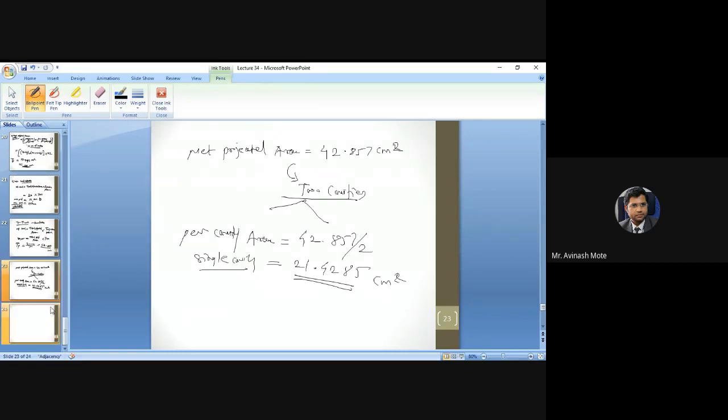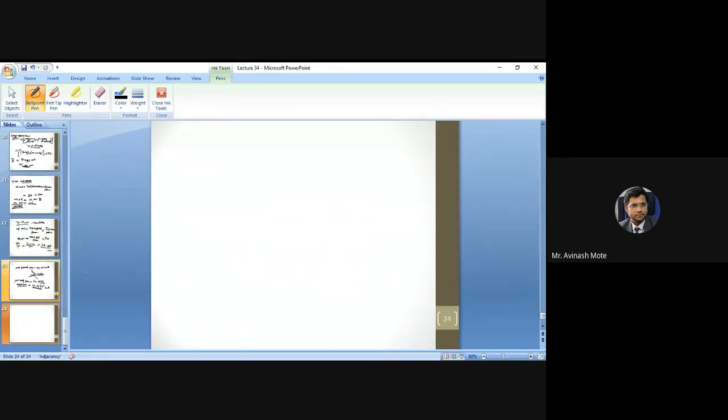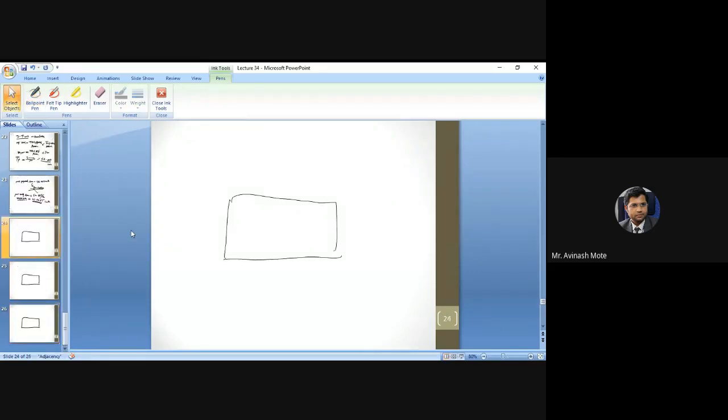Okay, now this is 21.4285 in a single cavity. Now what is happening actually? What is the meaning of this? Suppose I consider this as a single cavity like this, so this total projected area is coming as 21.4285. So for a single cavity, this area, this square.